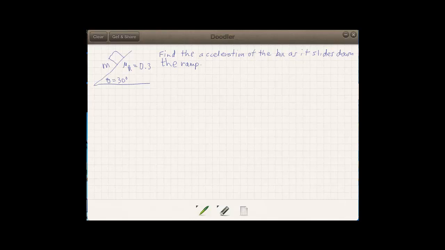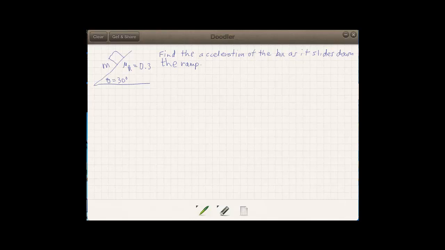This is a problem involving sliding friction, and it's a typical problem in introductory physics classes. If you can understand this one, you really have a good grip on using Newton's second law to solve motion problems. So here's my sketch. It shows a box on an inclined plane with an angle of 30 degrees, and we assume there's some friction, and the coefficient of kinetic friction is 0.3. The job is to find the acceleration of the box as it slides down the ramp. So here's the way we're going to do it.